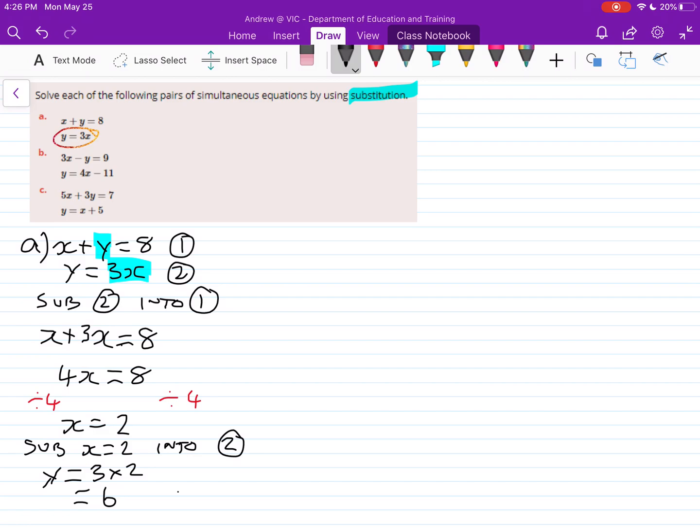So it's always good to write a statement at the end. These 3 dots just mean therefore x is equal to 2 and y is equal to 6. Okay, so that's how you go about solving these. We'll go through the next two.